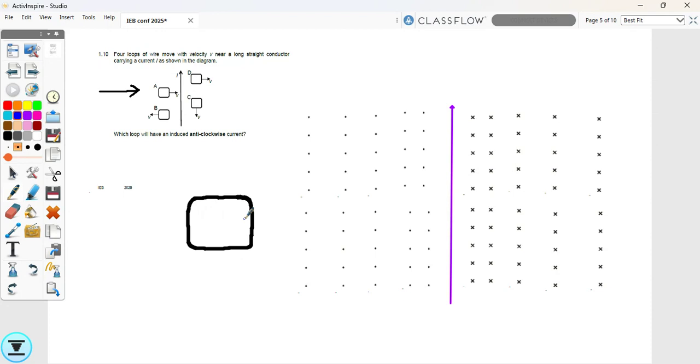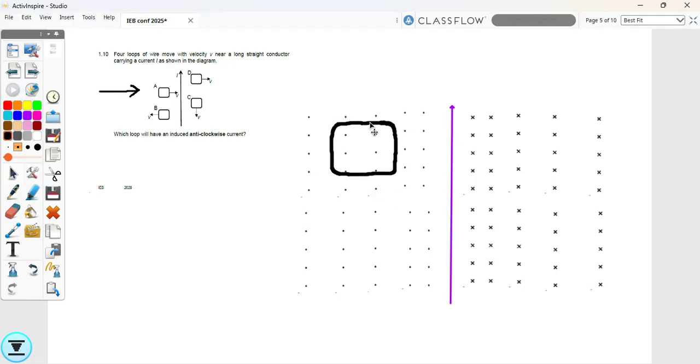So how can I counteract that using Lenz's law? Then we're going to make some dots, and you can point your thumb out of the page, and in that one we can now see that we have an anti-clockwise current.